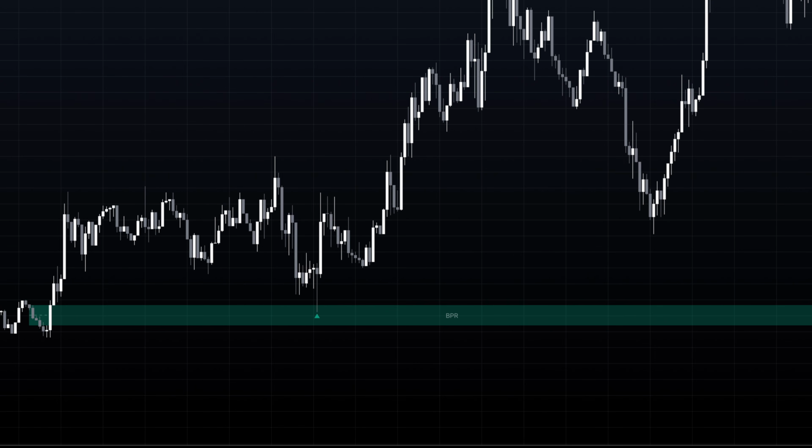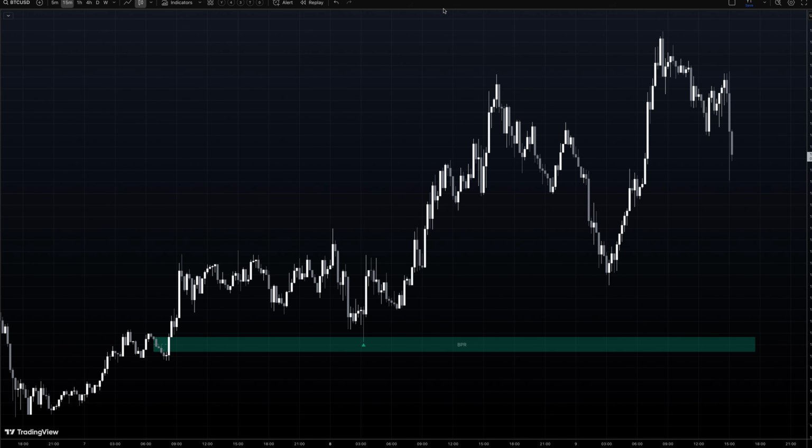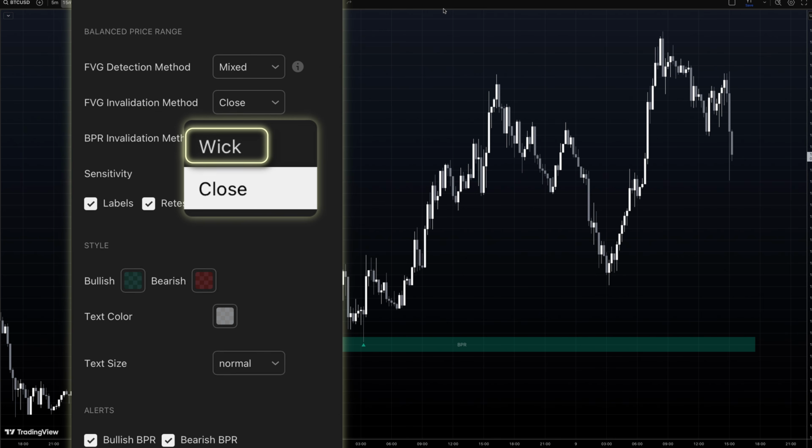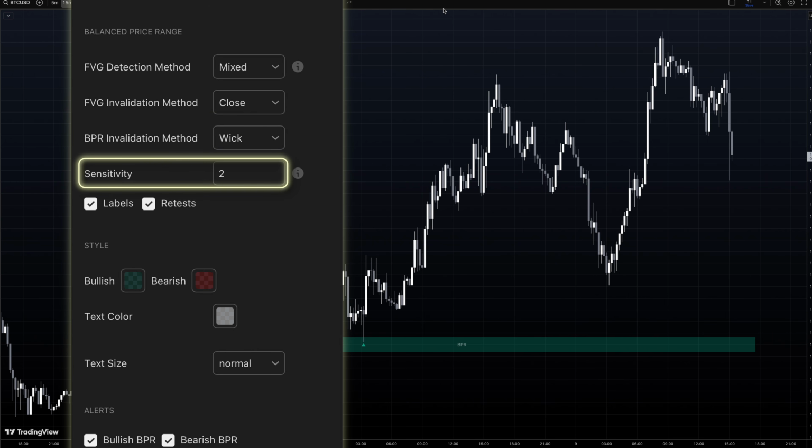The system tracks retest events with triangular markers when price returns to test BPR boundaries after initial formation. Invalidation methods distinguish between wick-based and close-based violations, allowing traders to choose stricter or more lenient invalidation criteria depending on their trading approach. The sensitivity parameter adjusts gap size requirements with higher values, filtering for larger, more significant imbalances.